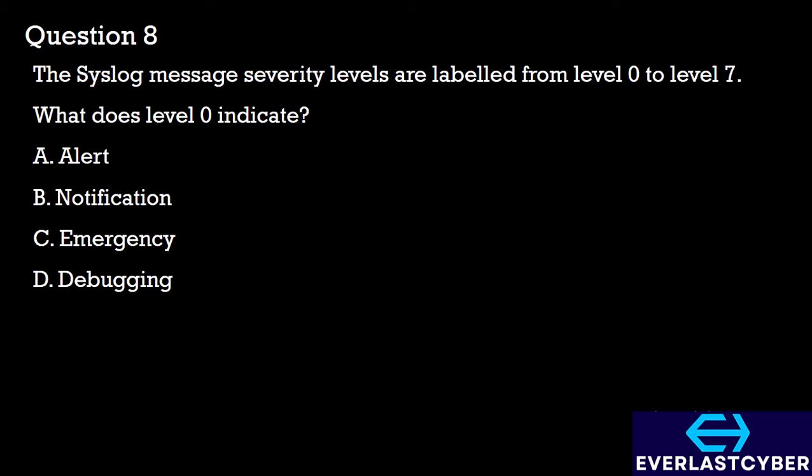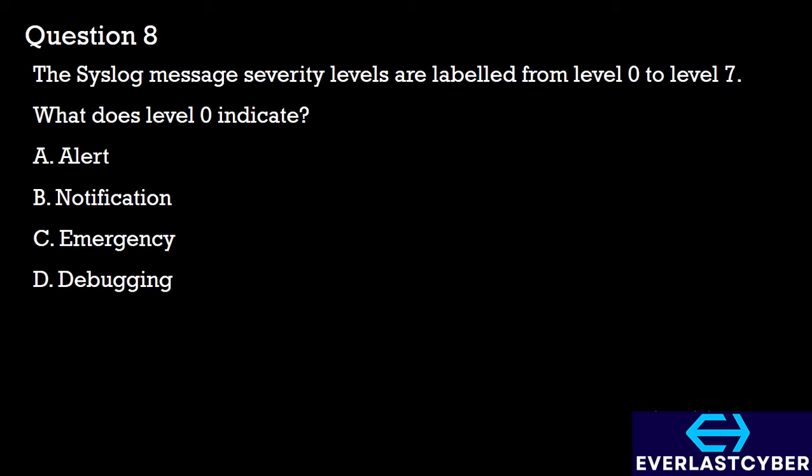A security level alert of the number 1 indicates that an action must be taken immediately. However, it is less severe than an emergency. Notification is a severity level of 5 and it is used for normal but significant conditions. So this is not the highest severity level.